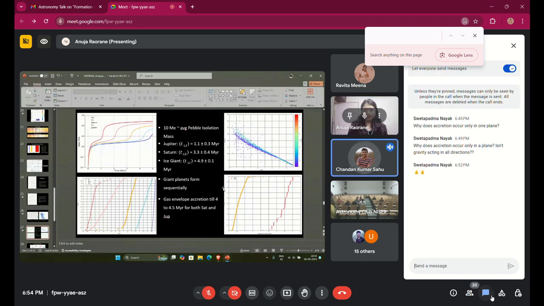Okay, but how do you incorporate the constant growth rate? How does all the material come? There should be some density through the radial distance. Oh, so there is gas density.